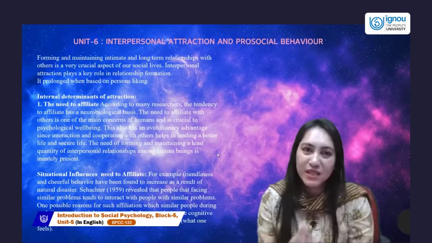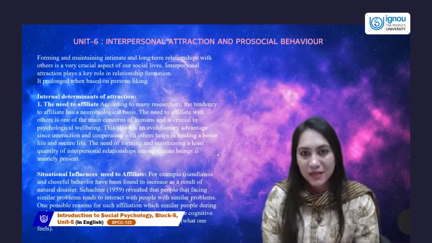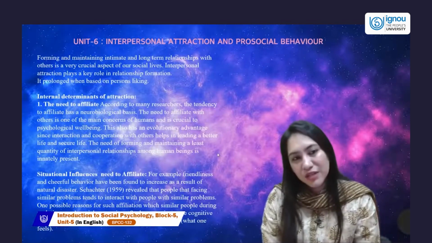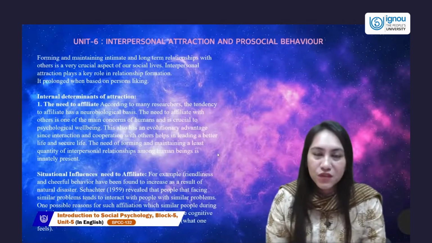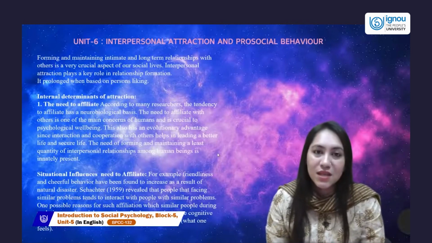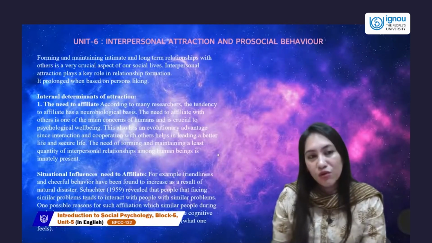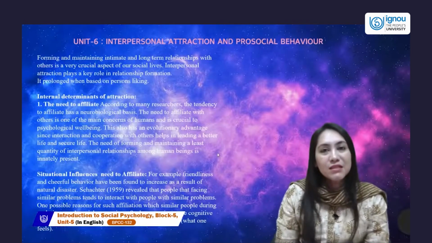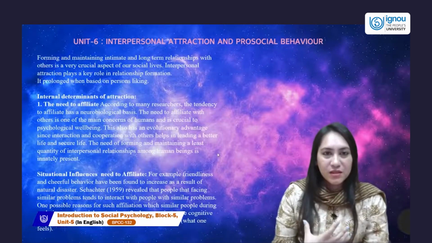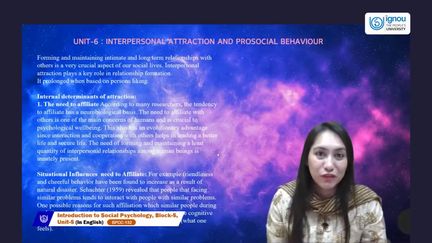Usually, two people is the best way to explain interpersonal attraction. Now, there are some determinants of interpersonal attraction. What is causing it, and what is leading to it getting better or reducing? Some internal determinants, which come from within, are what? One is the need to affiliate.